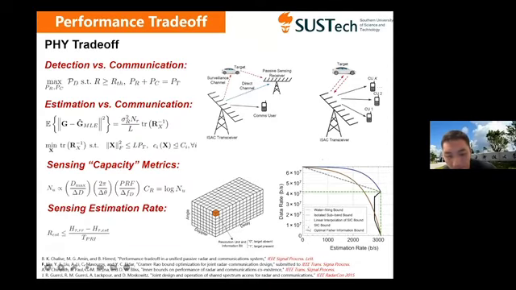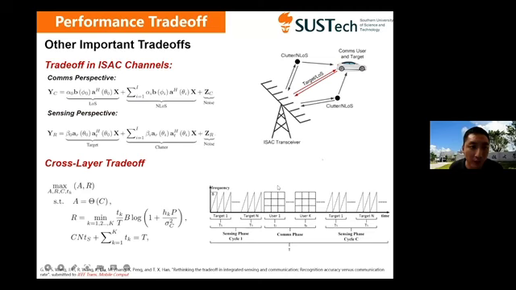In this paper, they define this estimation rate, and they consider the trade-off between estimation rate and data rate. So these are some fundamental trade-offs. And some other important trade-offs are, for example, the trade-off in ISAC channels and the cross-layer trade-off. In ISAC channels, the trade-off appears because sensing and communication view the channel propagation paths from different perspectives.